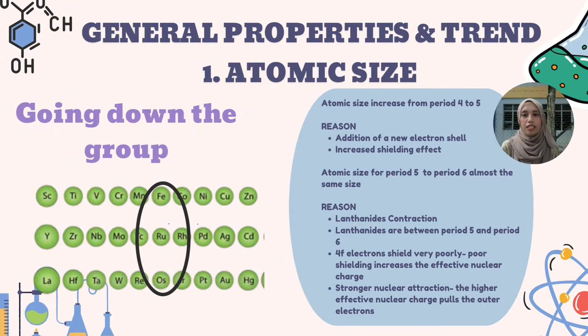Going down the group, atomic size increases from period 4 to period 5 due to the addition of a new electron shell. However, from period 5 to period 6, atomic size remains almost constant due to lanthanide contraction. Lanthanide contraction occurs because 4f electrons shield very poorly, leading to an increased effective nuclear charge, which pulls the outer electrons closer to the nucleus and results in a smaller than expected atomic size. For example, iron is noticeably smaller than ruthenium, but ruthenium has a similar atomic size to osmium, despite osmium being in a lower period.